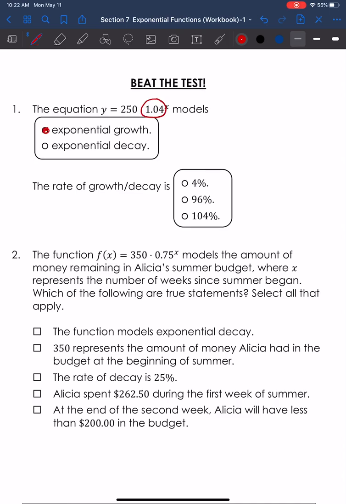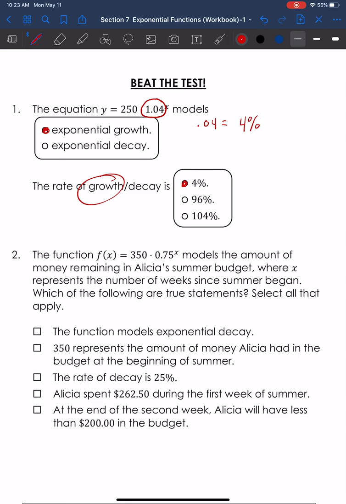It's a comparison to 1, because 1 means that it stayed the same. If you multiply anything times 1, it didn't change. So in this case, comparing 1.04 to 1, it is greater than 1, so that means that it grew. How much did it grow by? Well, it grew by 4%. 0.04 is equal to 4%. If you multiply that decimal by 100, you will get the percentage. So that is a 4% growth.